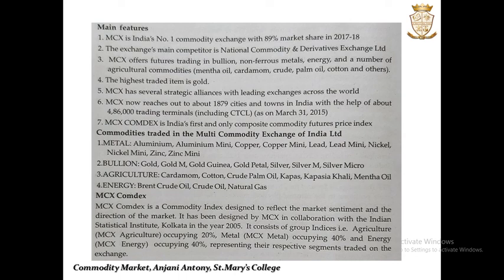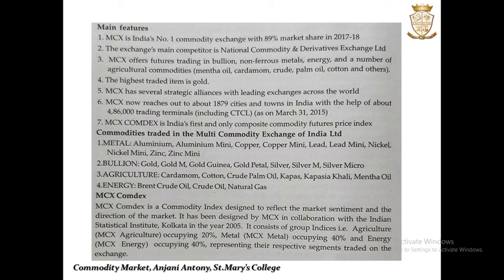Now it has reach in 1,879 cities and towns in India, and also it has more than 4,86,000 trading terminals right now. And it is indexed as MCX Comdex, the first and only composite commodity futures price index. And the main commodities traded on MCX are metals such as aluminium, aluminium mini, copper, copper mini, lead, lead mini, nickel, nickel mini, zinc, zinc mini.